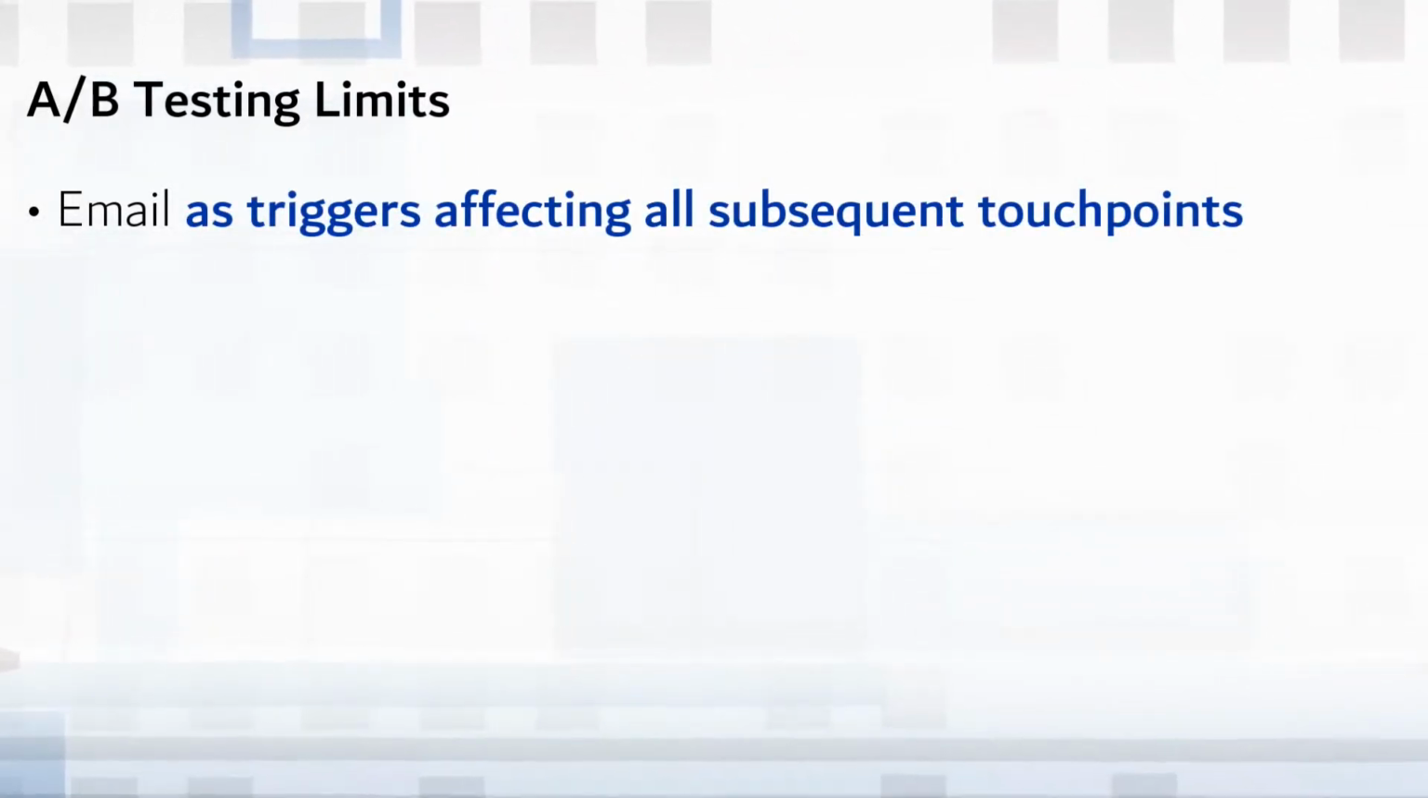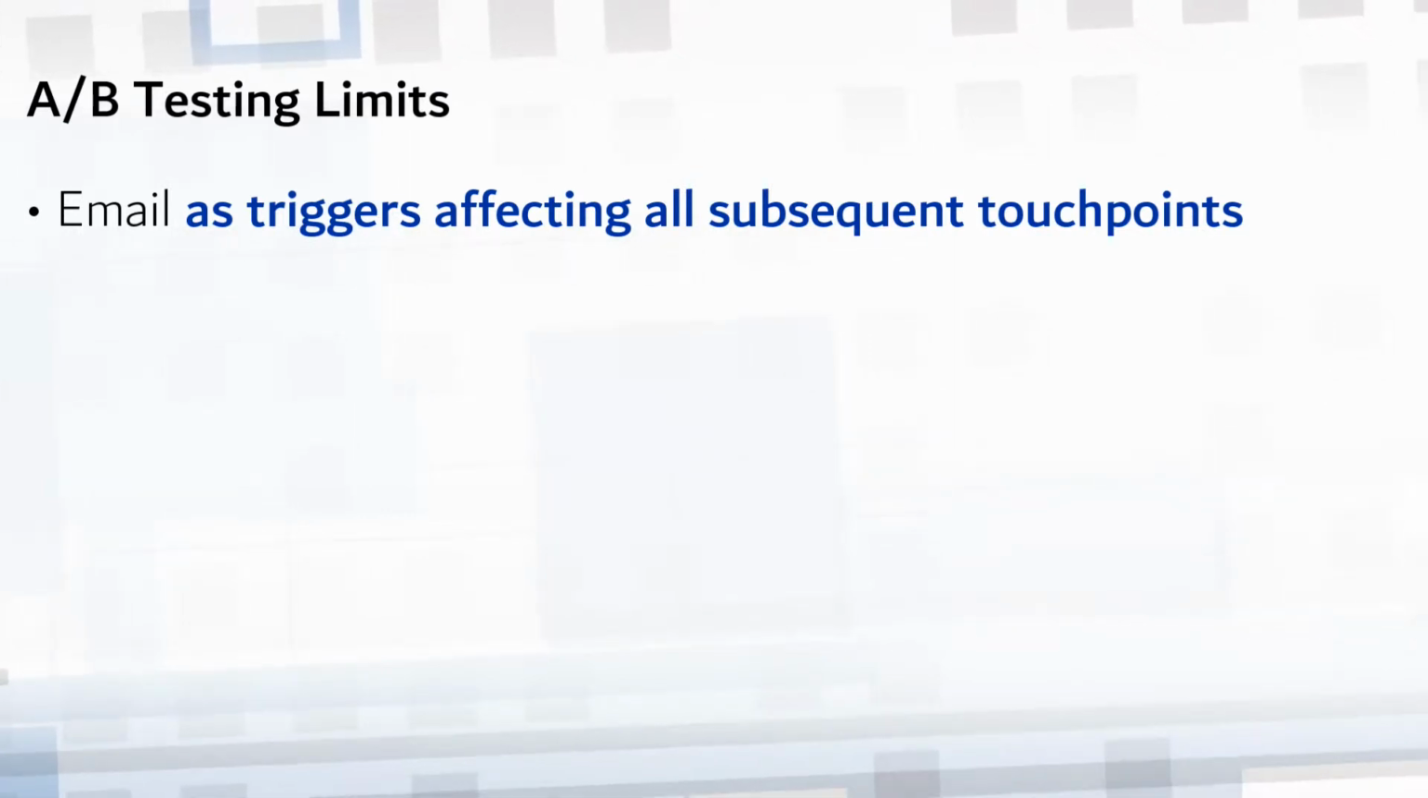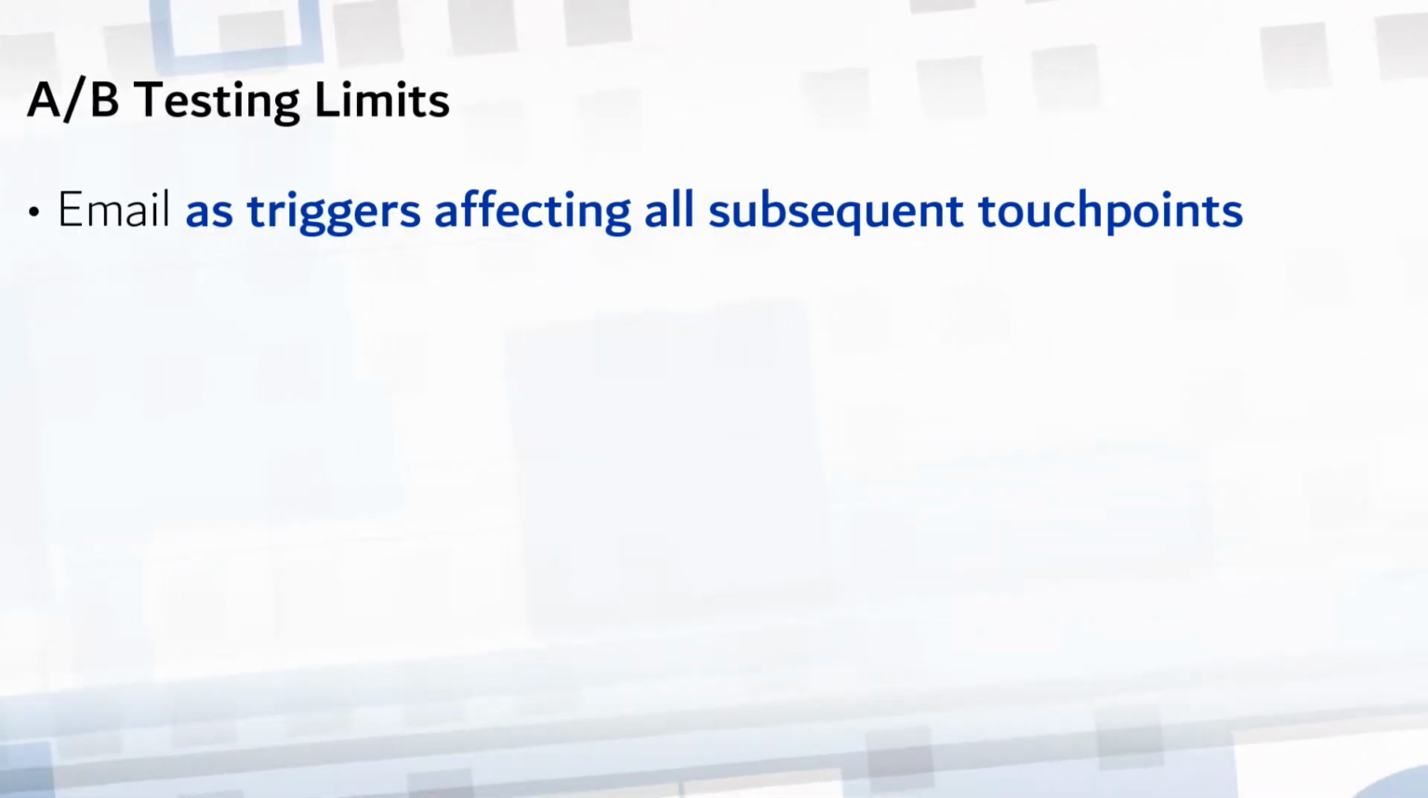Most automated A/B testing systems only focus on email. XMPie A/B testing affects every subsequent email, web, or print touchpoint. However, only emails can trigger A/B testing.